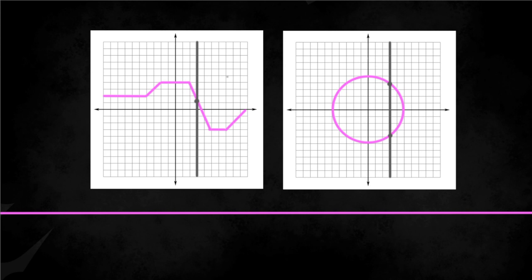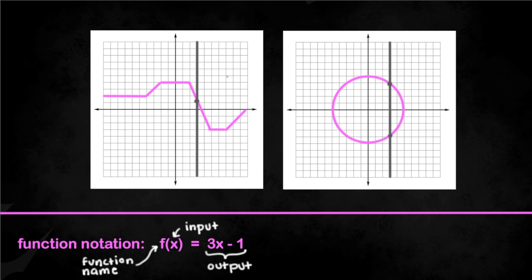Now, function notation is used to represent functions. Here is an example of function notation. This reads f of x is equal to 3x minus 1. You can think of the term f of x as equivalent to y. Function notation uses the name of the function, the input, and then the output. You can plug any values in for x to get a different value of f of x.